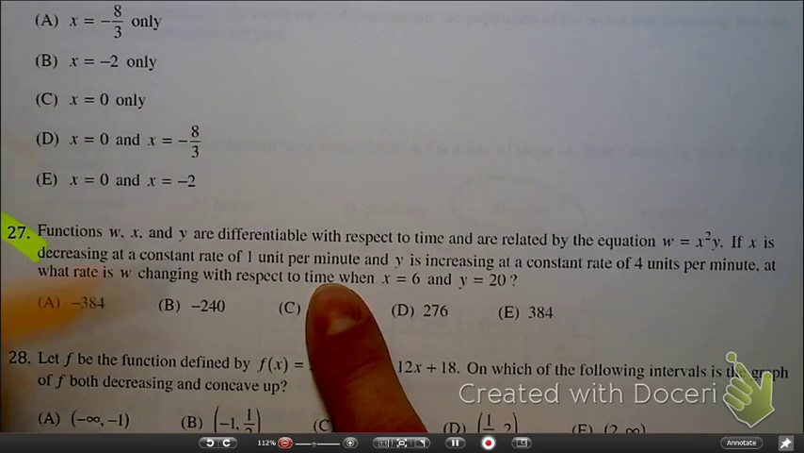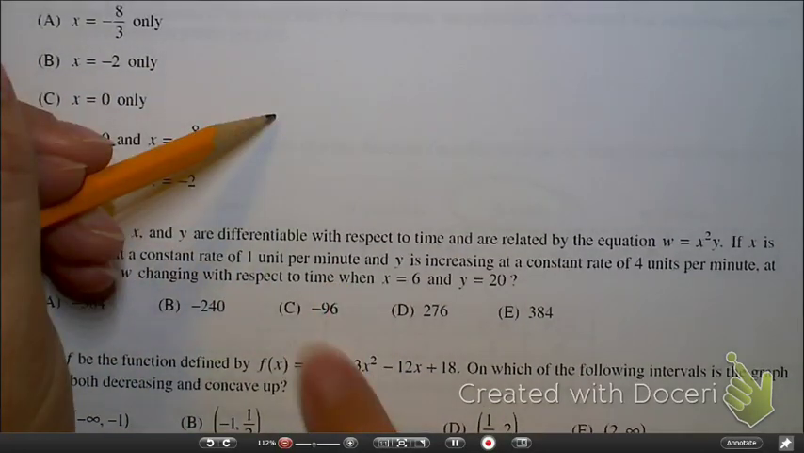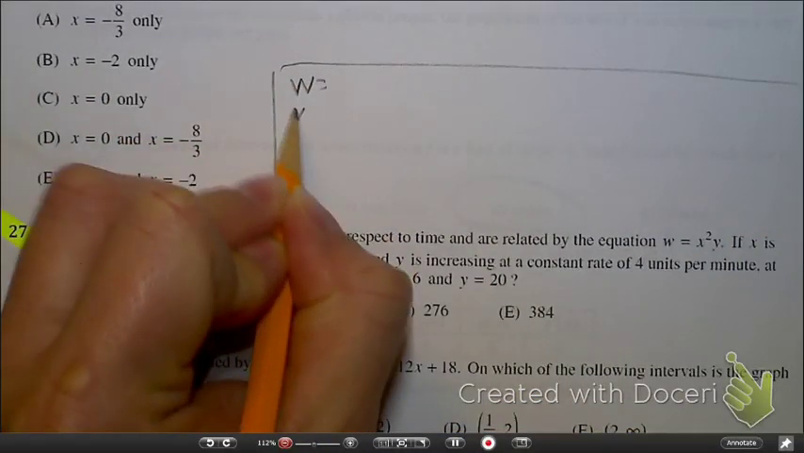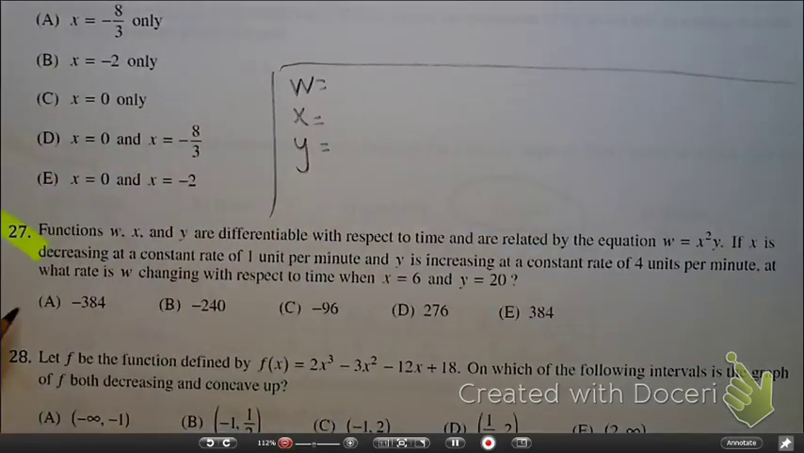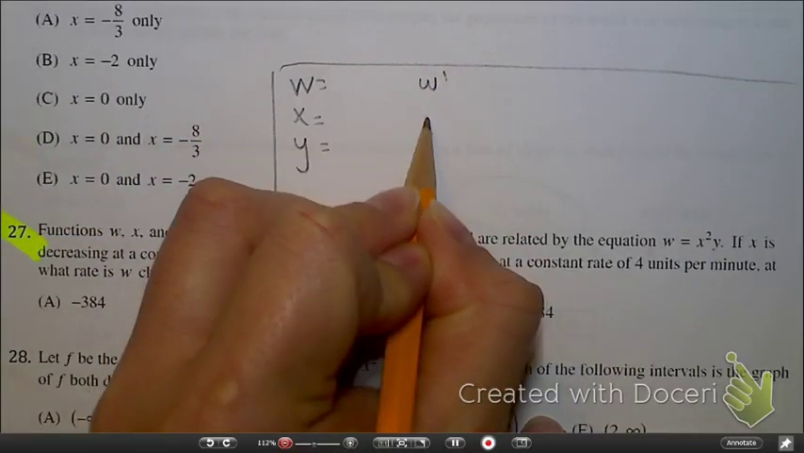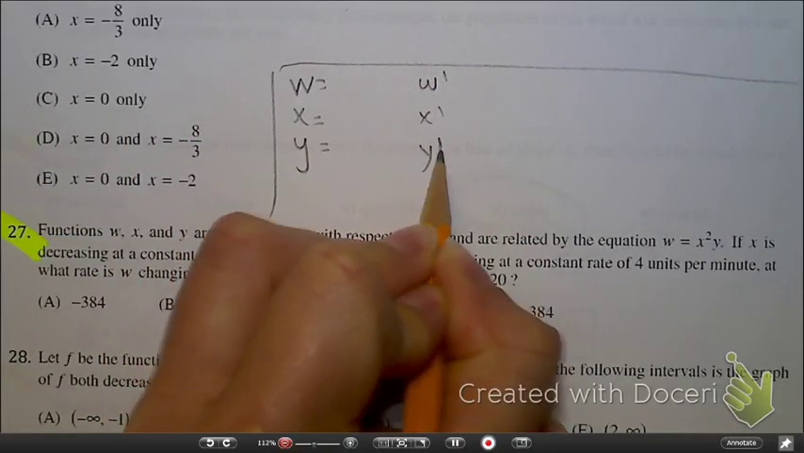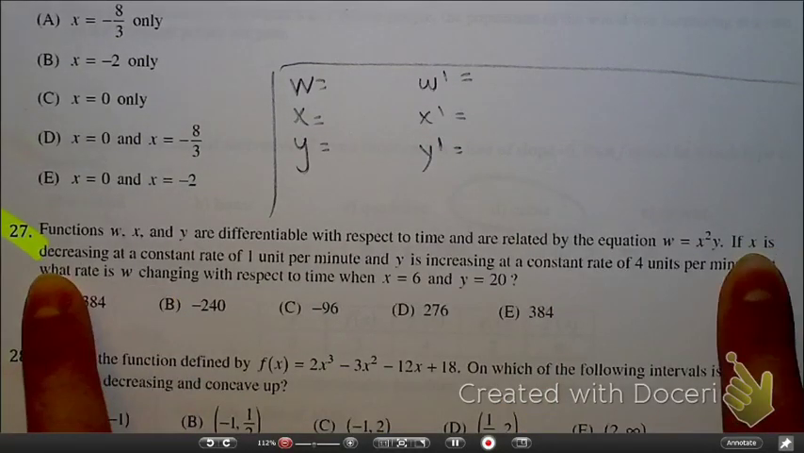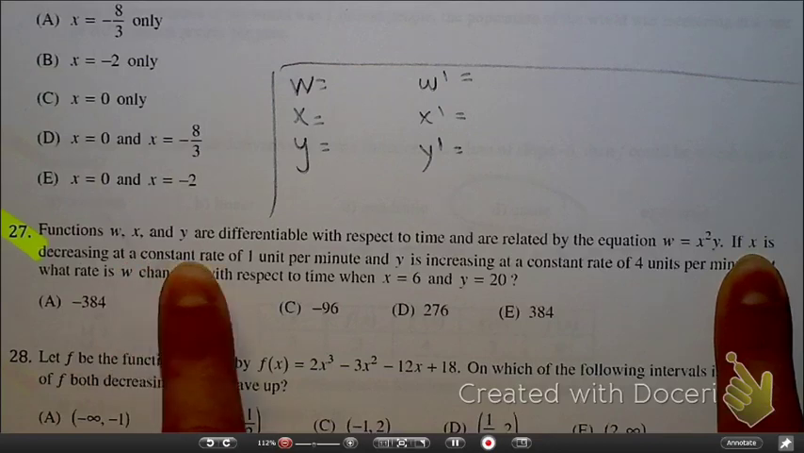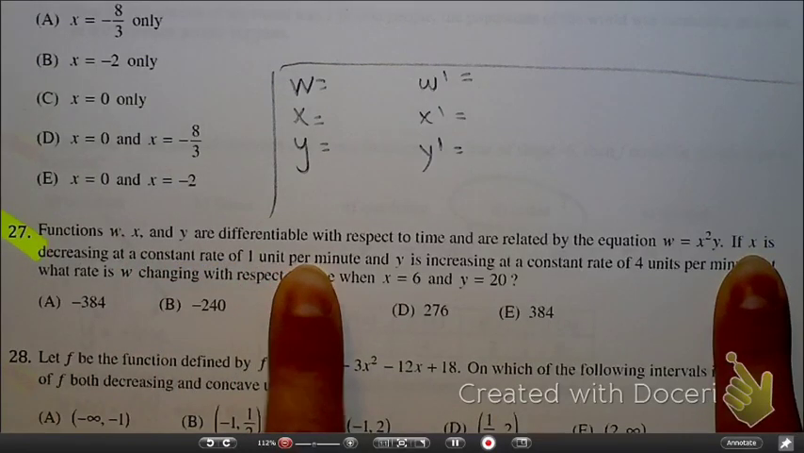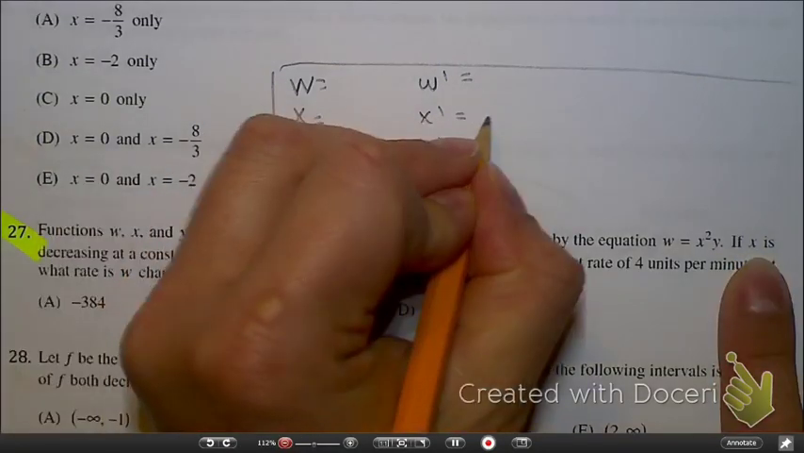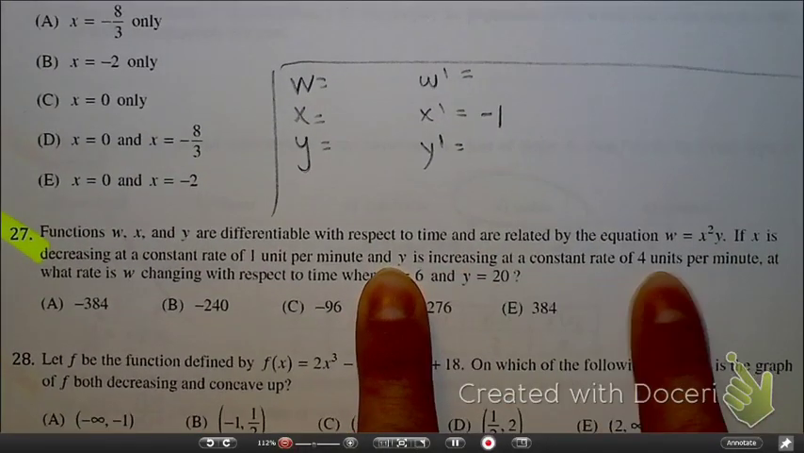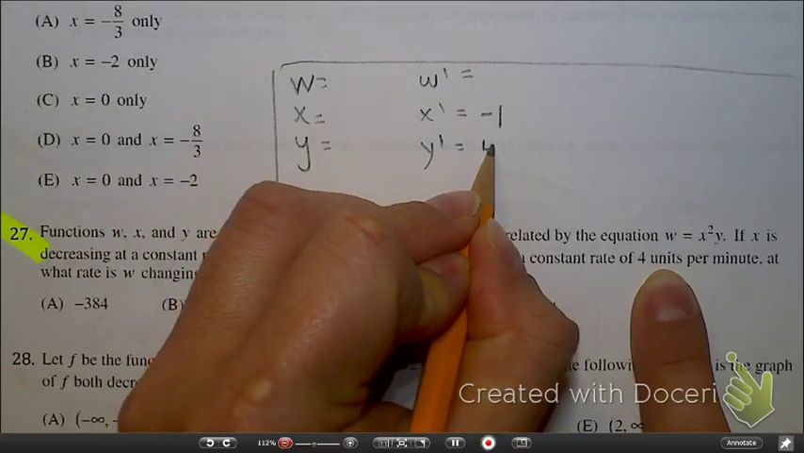So I'm just going to go ahead and write down all of our variables. So I'll take the space up here. We have w, x, and y. And then w prime, x prime, and y prime. It says x is decreasing at a constant rate of 1 unit per minute. So x prime, I should say, is -1 unit per minute. It says y is increasing at a rate of 4 units per minute. So y prime is +4 units per minute.